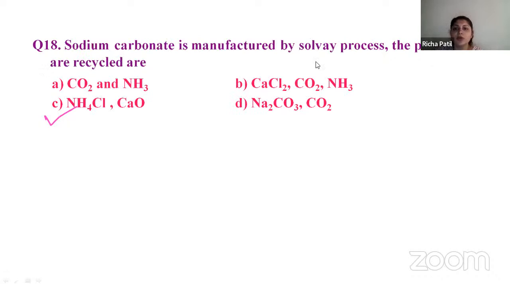Next, sodium carbonate is manufactured by Solvay's process. The products that are recycled are CO2 and NH3, carbon dioxide and ammonia. When you are manufacturing sodium carbonate by Solvay's process, the products which are recycled, meaning reused, are carbon dioxide and ammonia. So remember this. A is the option.